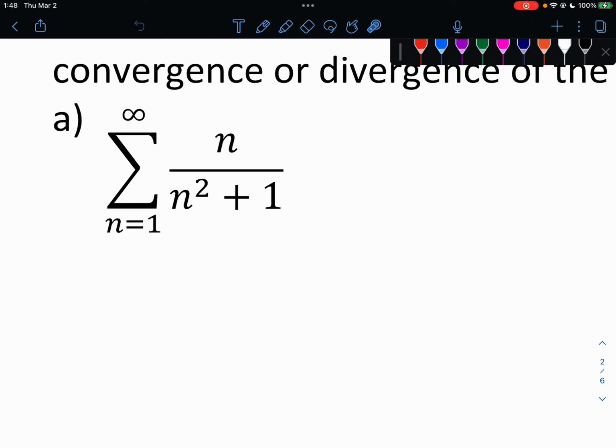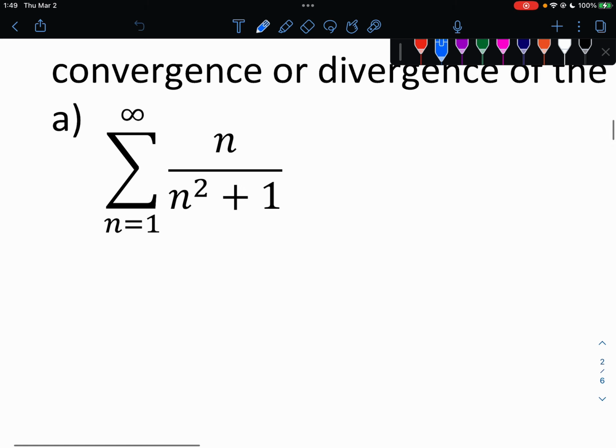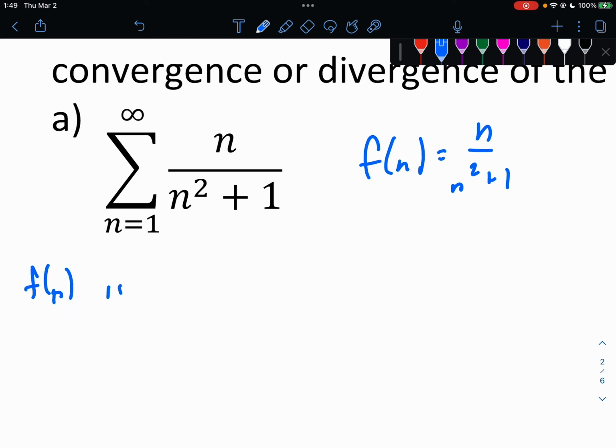All right, so first off, let's make sure it's always positive. Well, we're going from 1 to infinity, so the numerator will always be positive. The denominator, you square anything that's positive, add 1, is still positive. So we can definitely say that f of n, if we say f of n equals n over n squared plus 1, is always positive. Okay, that's 1.